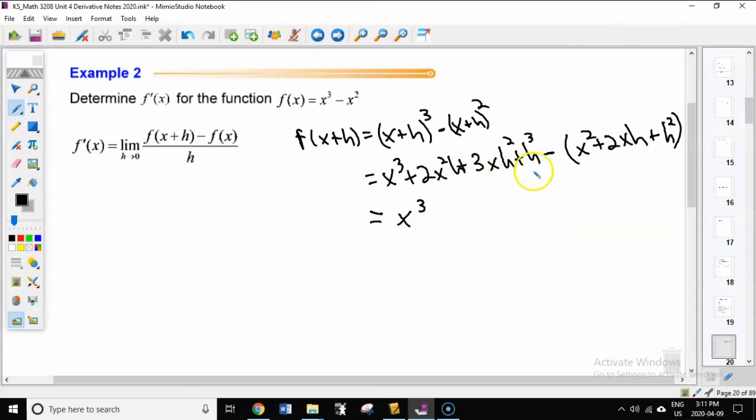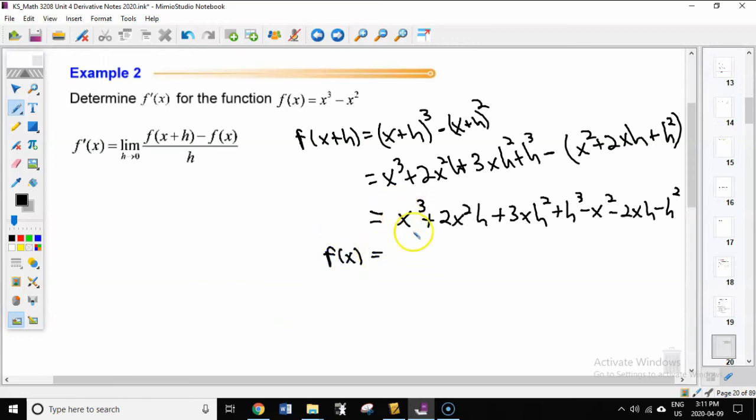What else we got? Actually, nothing cancels out, so it's all just one big long string of unlike terms. So 2x squared h plus 3x h squared plus h cubed minus x squared minus 2xh minus h squared. Alright, so that's that one. Then the other one, f of x, is just x cubed minus x squared. So if you look at what's going on here, you can see that the x cubes and the x squares will cancel each other out when we set it up in our limit.